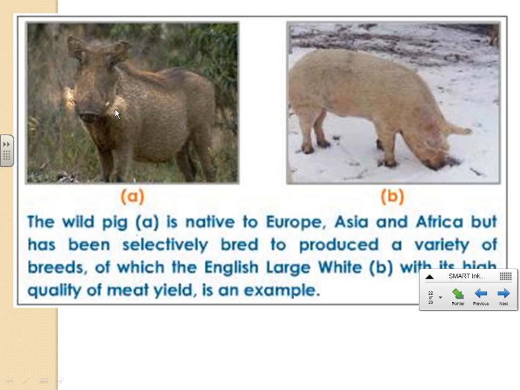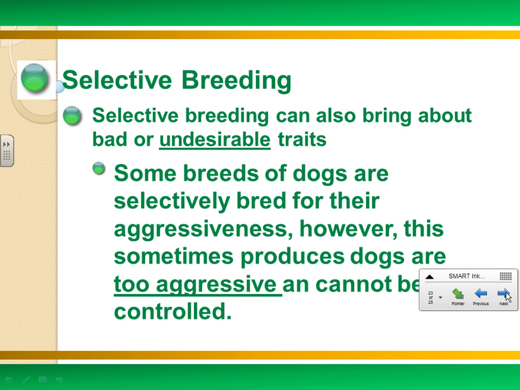Selective breeding can also bring about bad or undesirable traits. Sometimes we try to breed some dogs to be aggressive, to be guard dogs, and sometimes we end up producing dogs that are way too aggressive and we cannot control. So sometimes we overdo it a little bit. Here's some other problems with selective breeding.